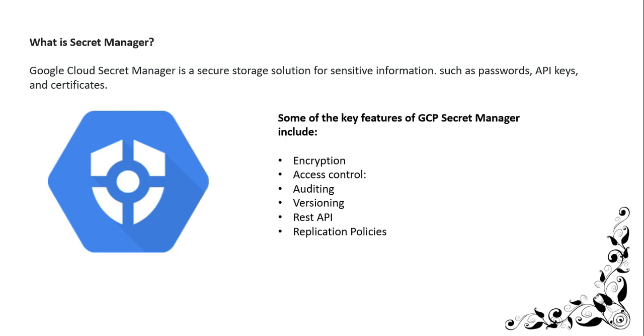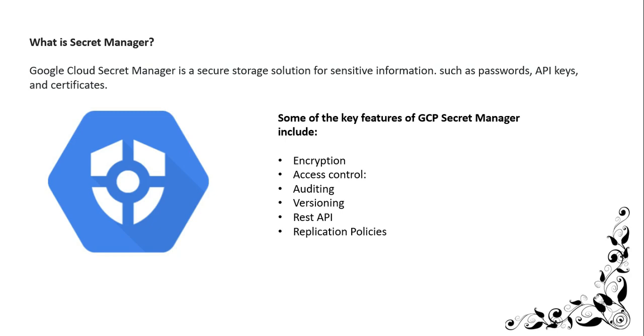Google Cloud Secret Manager is a secret storage solution for sensitive information such as passwords, API keys, and secrets. It provides a centralized location for managing and protecting your secrets. You can integrate it with other Google Cloud services such as Cloud Identity and Access Management. Secret data is immutable. If you need to change the secret value, you need to create a new version. Some of the key features of GCP Secret Manager include the following, which you will see one by one.